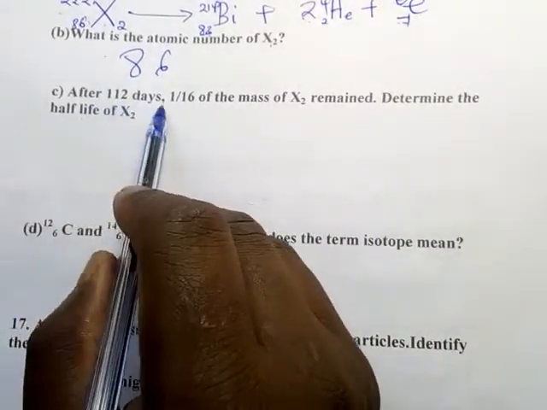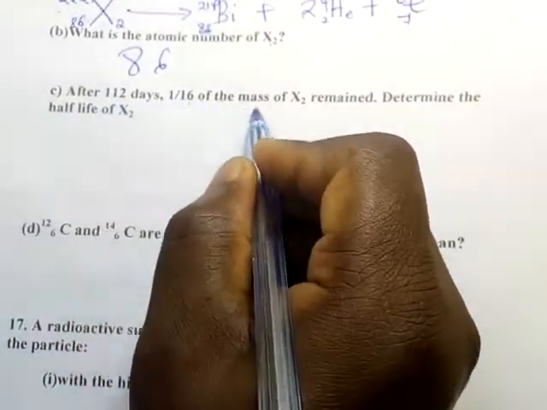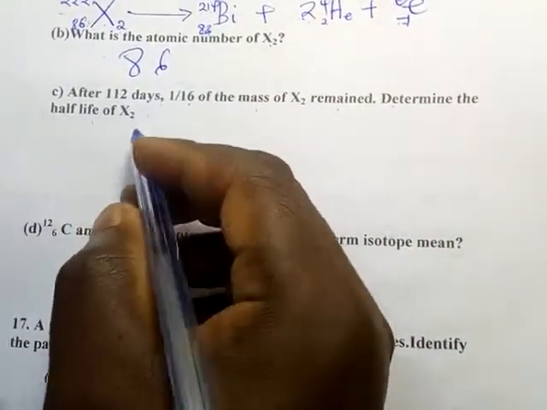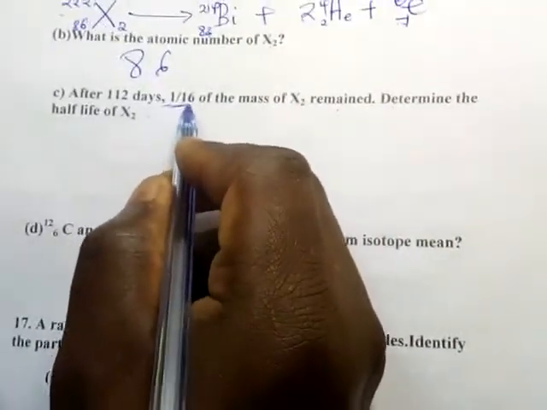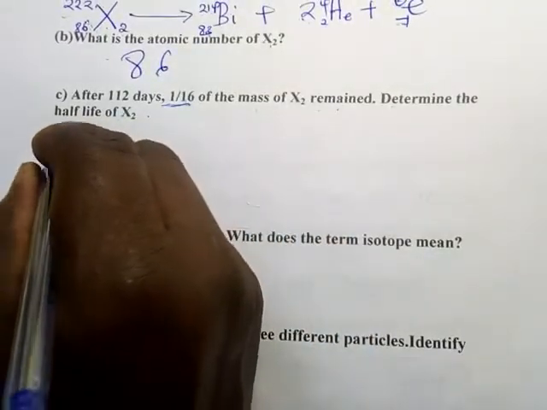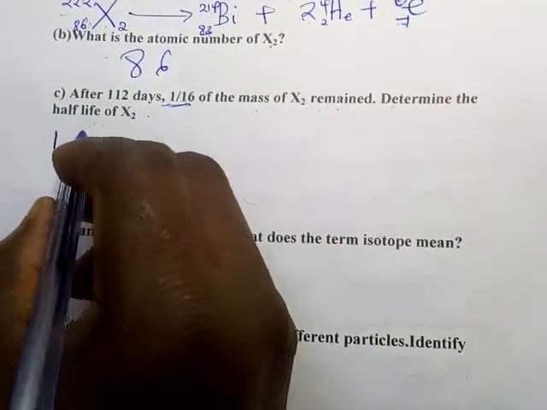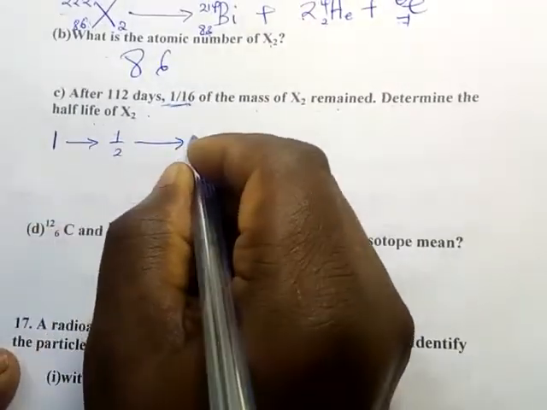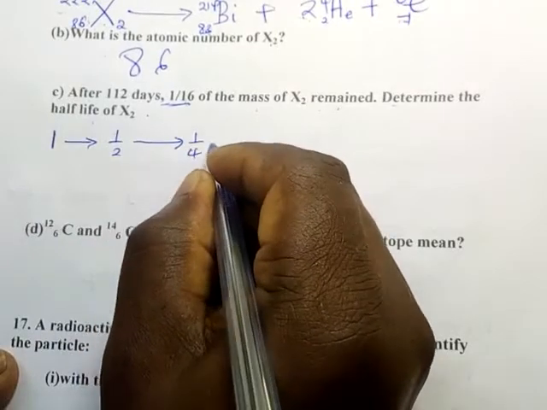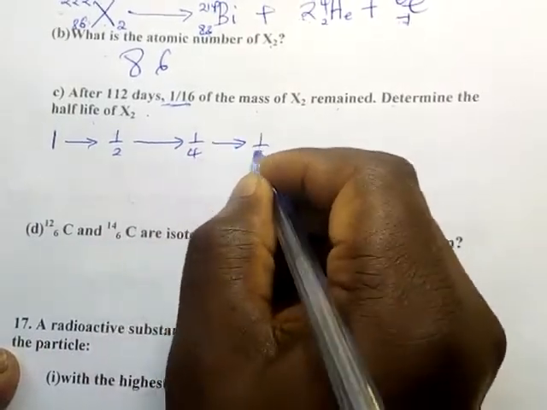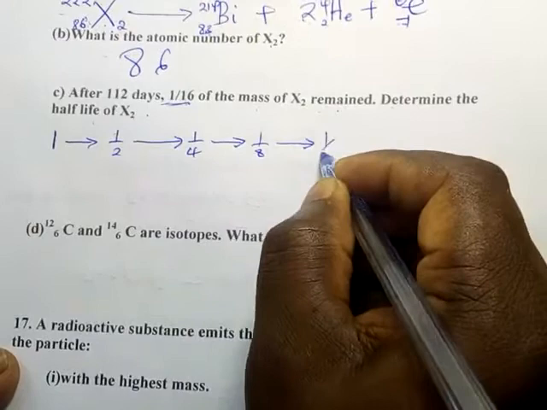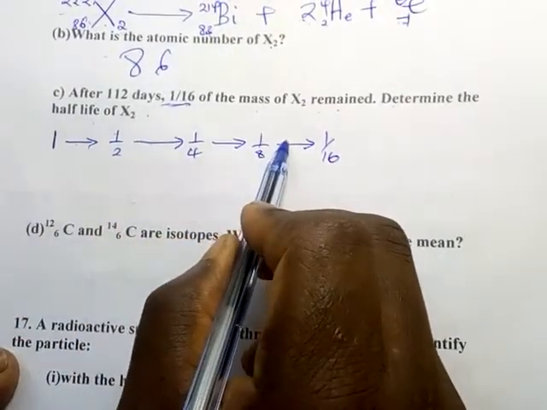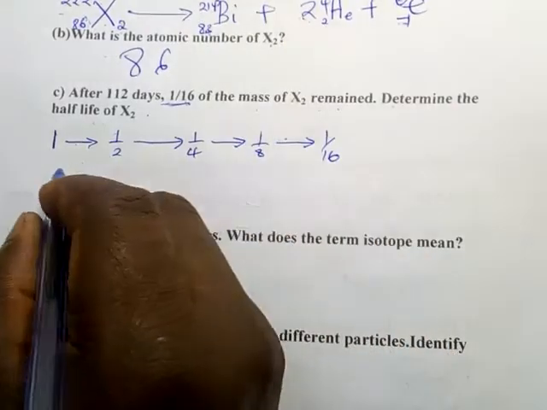After this many days, 1/16 of the mass of X2 remained. Determine the half-life of X2. So 1/16 is remaining, so we start from 1, going to 1/2, going to 1/4, going to 1/8, going to 1/16. How many half-lives? 1, 2, 3, 4. Right? So we have 4 half-lives.